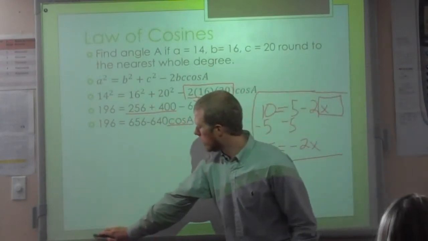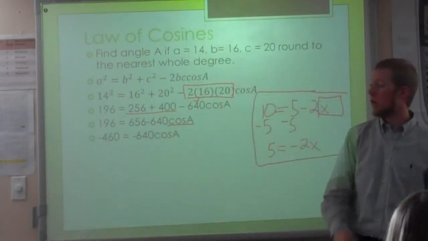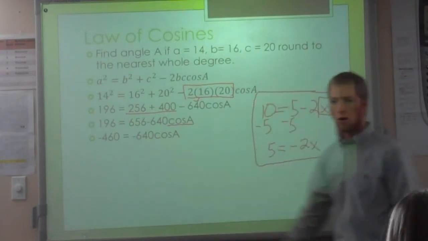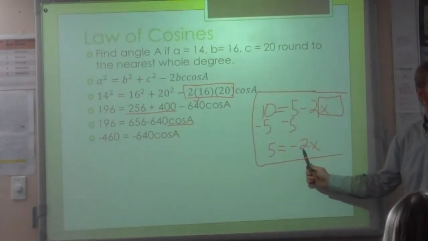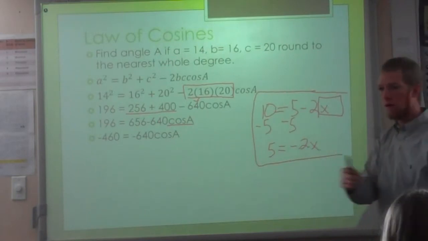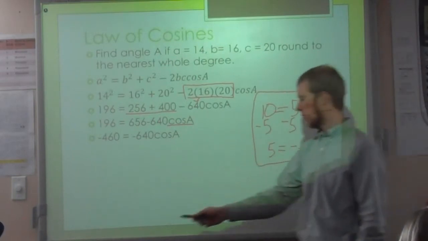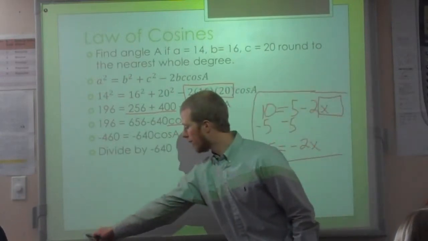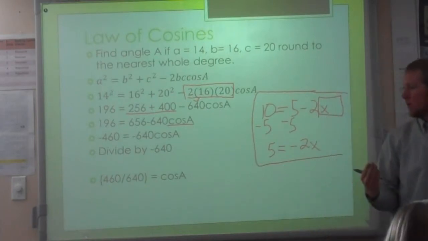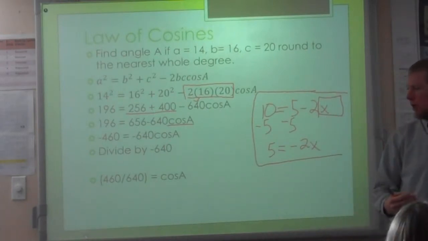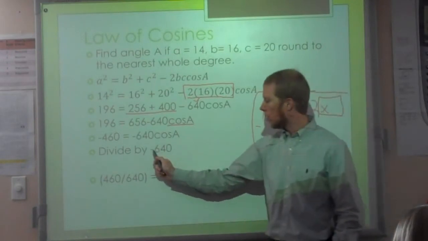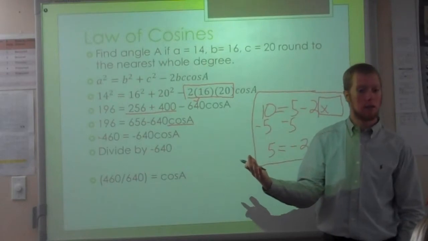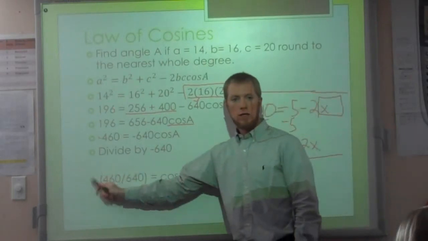So our next step here is to subtract 656, right? And then that gives me my negative 640 over here, just like I have my negative 2 here. And my last step is going to be to do what? Or my next step, I should say. Divide by negative 640. And that's going to give you 460 over 640 equals cosine of A. Remembering that when I divide by a negative, if I have two negatives, they're going to cancel out and give me a positive. Could I reduce this?